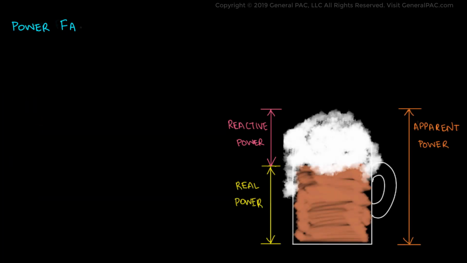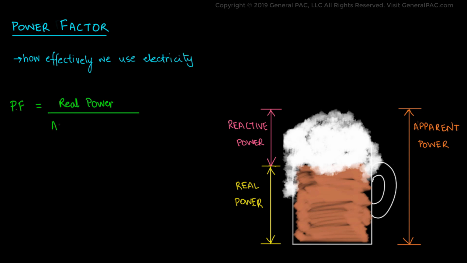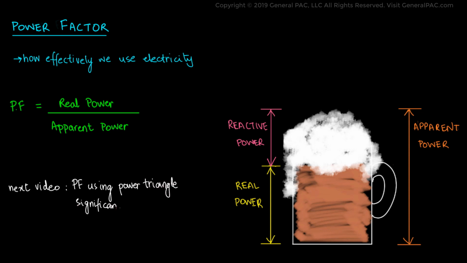Now that we have a basic understanding of the fundamentals, we can move ahead towards a critical concept of power factor. To put it in simple terms, the power factor tells us how effectively we're using electricity in our facility or the power system. It is a ratio between real power and apparent power. In the next part, we will try to understand the power factor using the concepts of phasor diagram, the power triangle, and also go into more detail with respect to its significance.